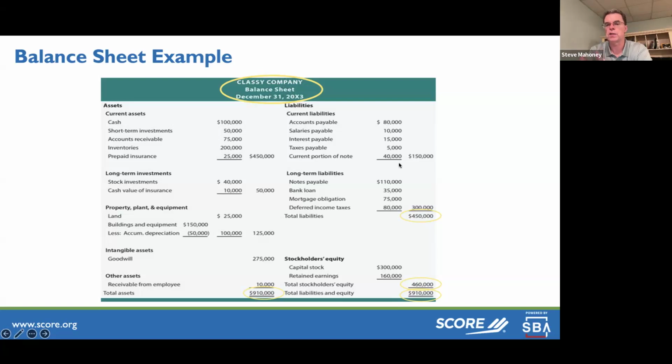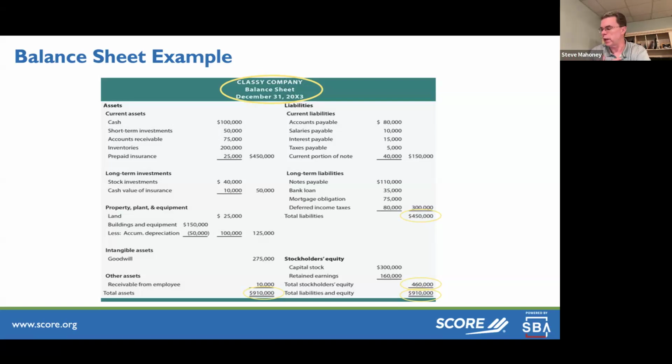Typically, what businesses will do is the current portion of a liability represents what they would owe within the next 12 months. That helps readers of the financial statements, whether it's a bank or an investor, understand what this business is going to owe in liabilities in the next 12 months.